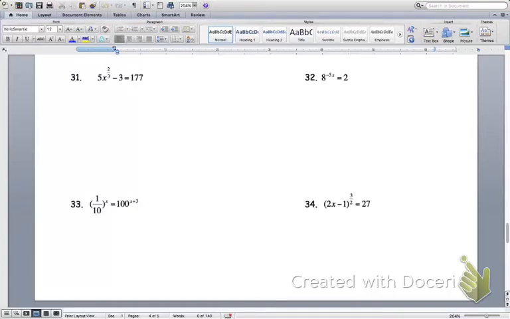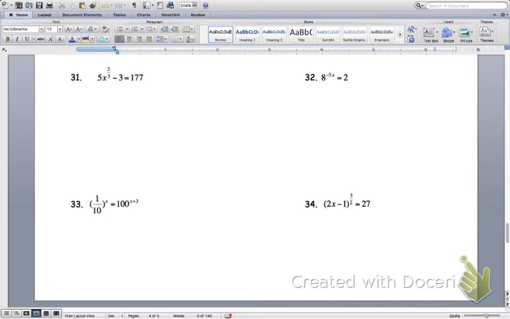This is the solution video for numbers 31 through 34, aka the last solution video for this test review. So for 31 and 34, we will be using the reciprocal power to get rid of problems, and for 32 and 33, we are going to be changing the bases so we can set the exponents equal.